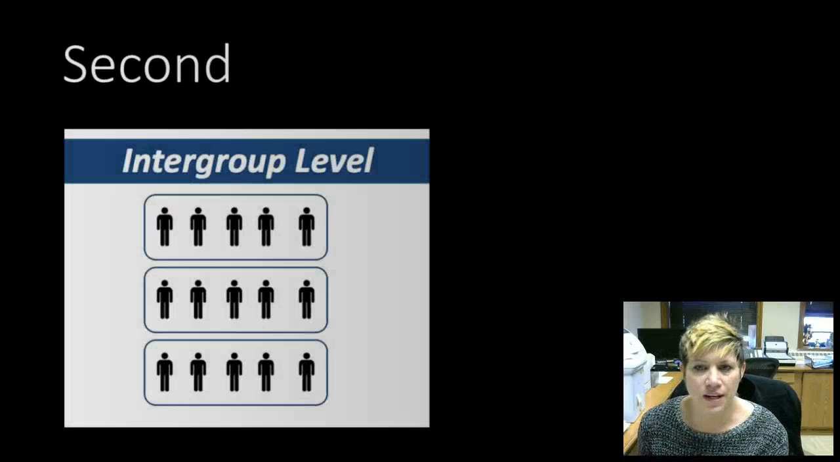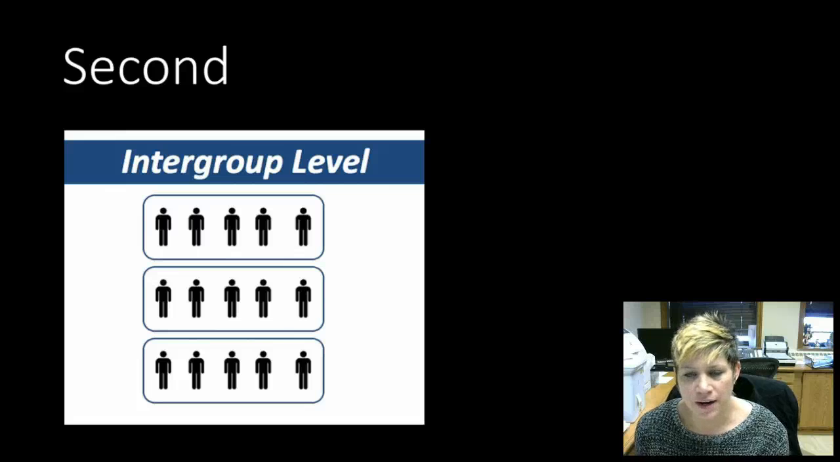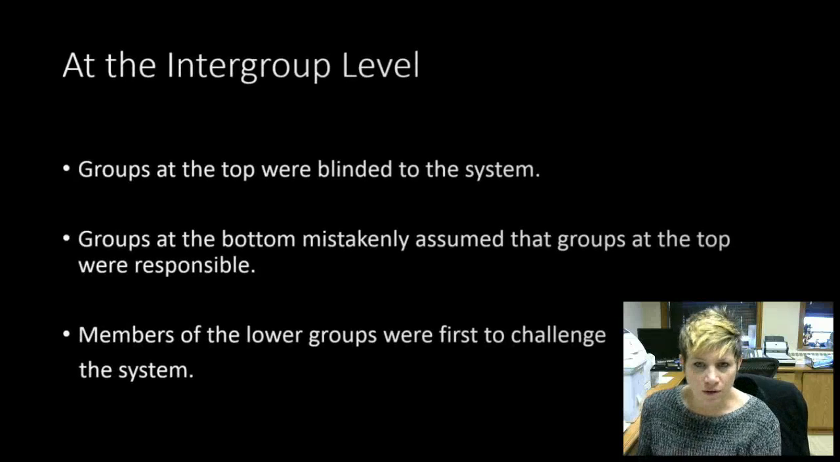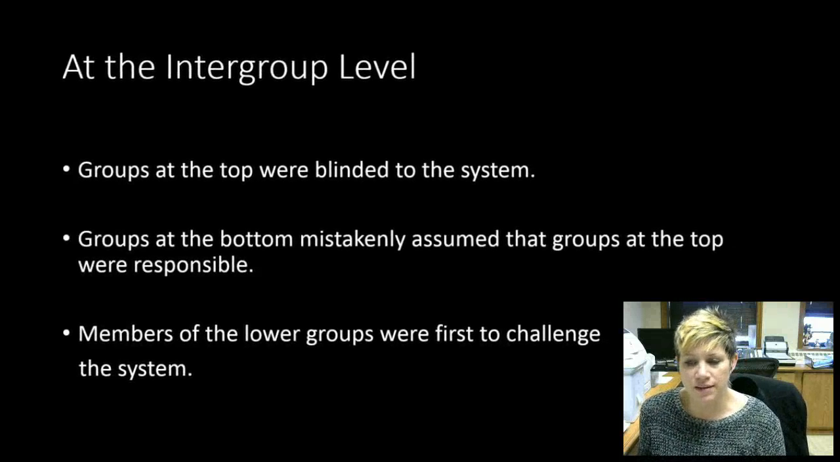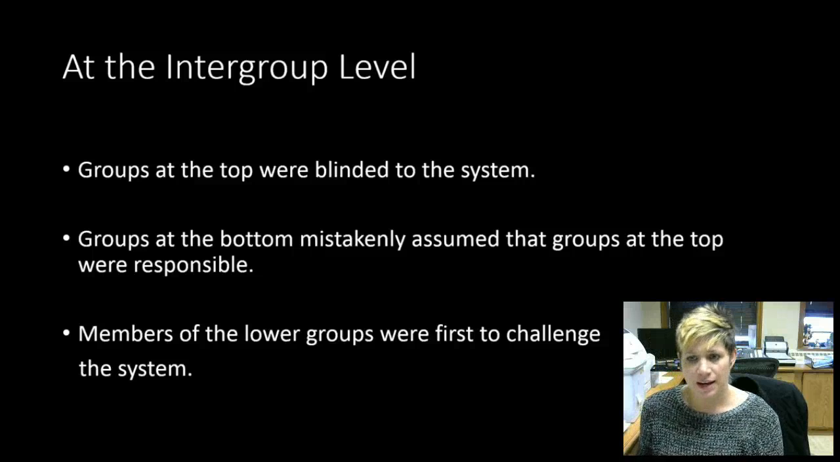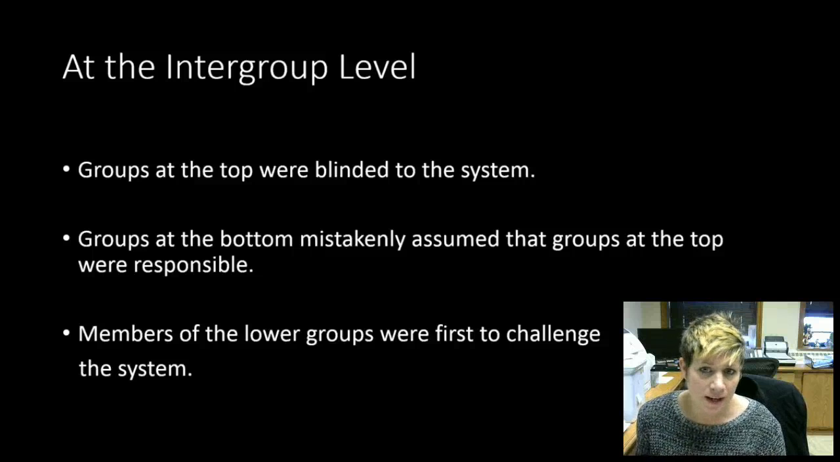And the second level is the intergroup level. The researchers found that at the intergroup level, groups at the top were blinded to the system. When they were debriefing at the end and asking these groups about the whole simulation, the groups at the top didn't even realize that the groups at the bottom didn't have a place to sit for breakfast and that they hadn't gotten second servings.